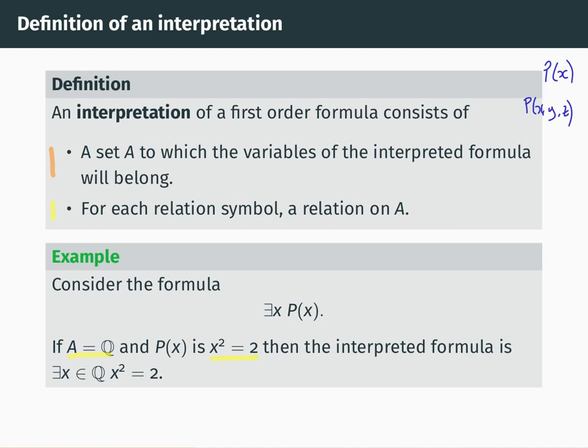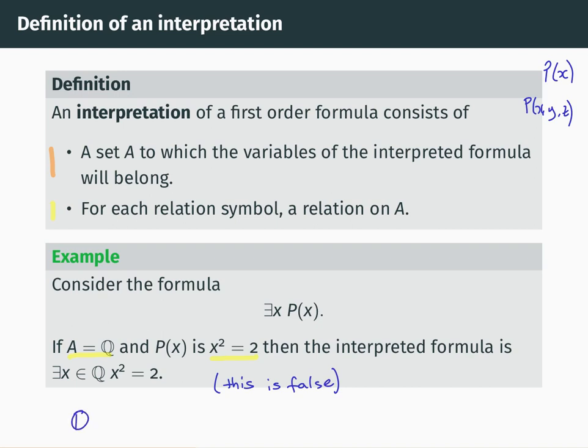Once we've chosen this set for the variables to come from and this meaning for the relation, the interpreted formula becomes that there exists x in Q such that x squared is equal to 2. And once we've given this interpretation, we can now determine whether or not that's a true or false statement. In fact, it's false that there is a rational number x whose square is equal to 2. So in this interpretation, the formula becomes false. That's the famous fact that root 2 is irrational.